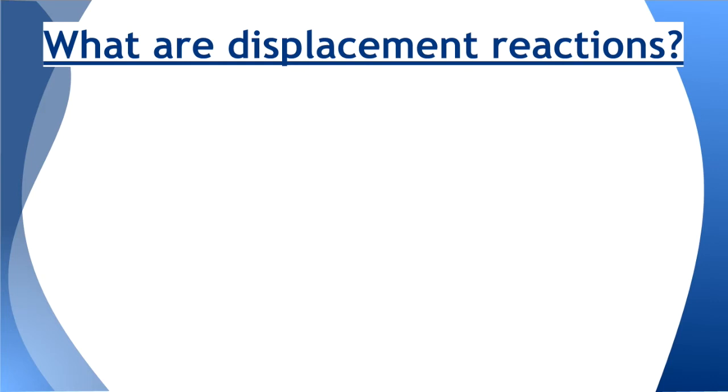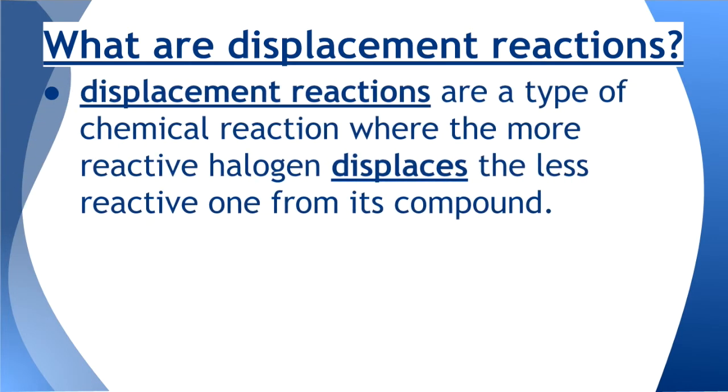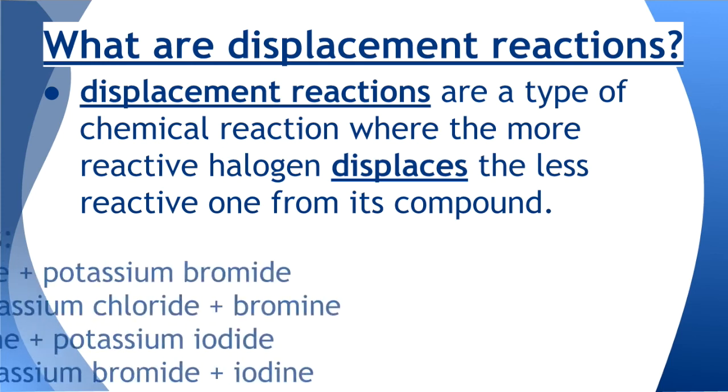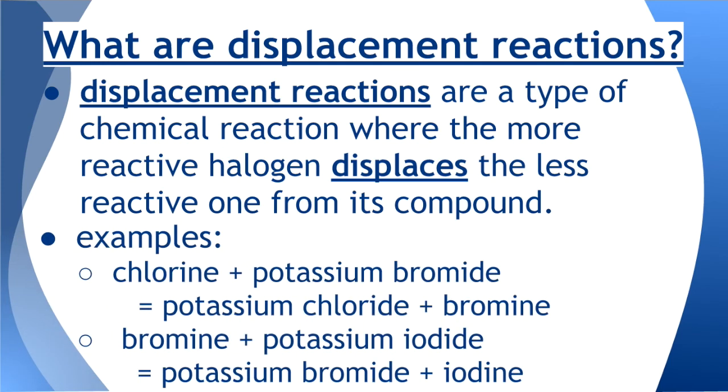What are displacement reactions? They are a type of chemical reaction where the higher halogen displaces the lesser one from its compound. An example of this is chlorine plus potassium bromide equals potassium chloride plus bromine. You can see that the chlorine has taken the place of the bromine and the bromine is kicked out from the original compound.